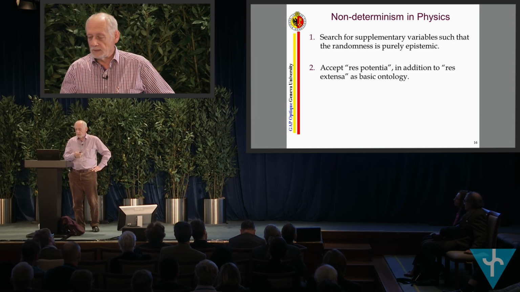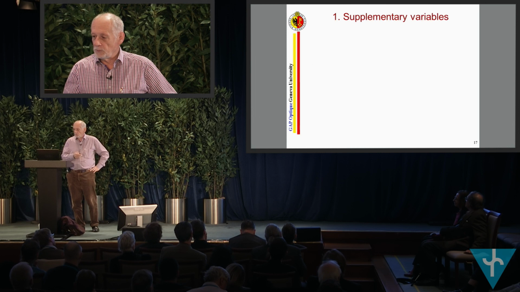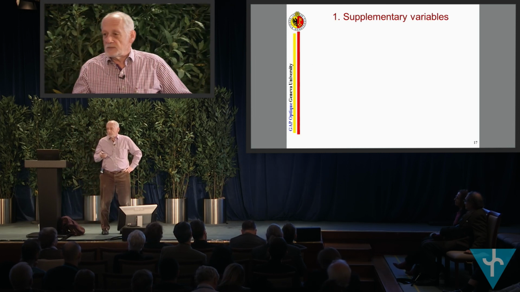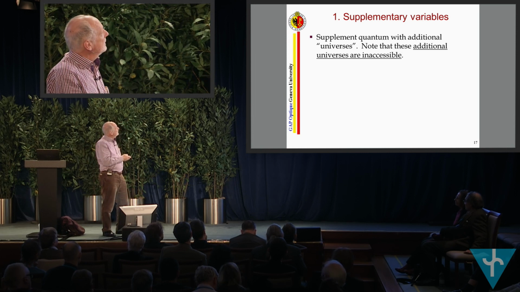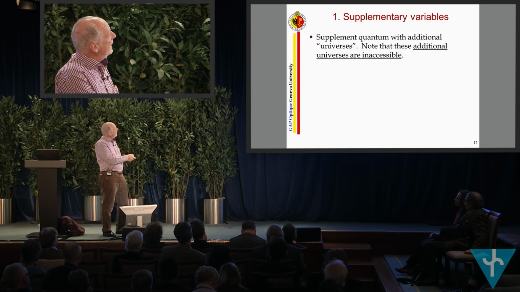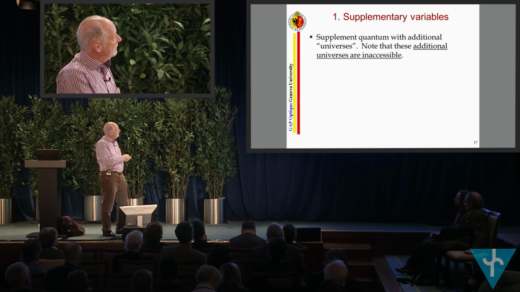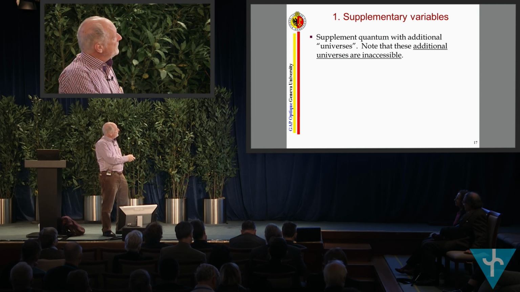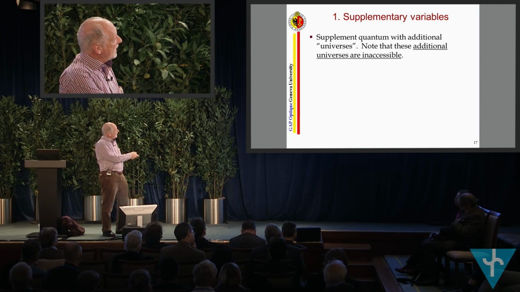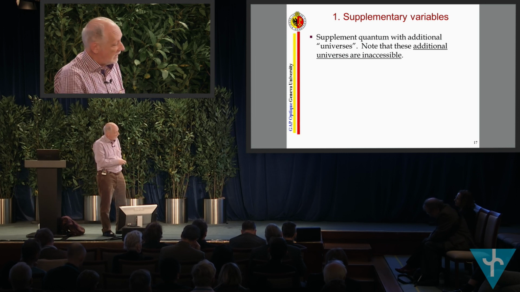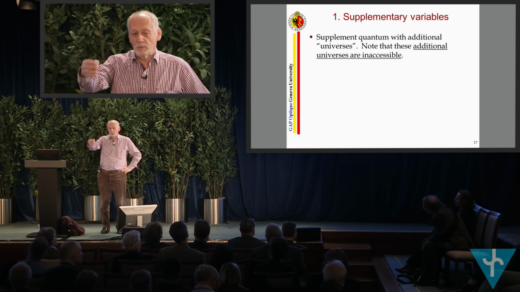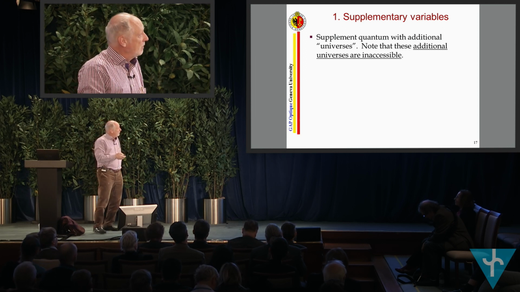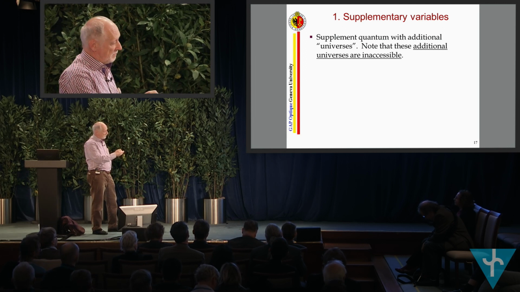So let's first look at the first alternative, to look for supplementary variables. And there are several possibilities there. One possibility is to add additional universes, the many worlds kind of stuff. And important is really to realize that these additional universes are intrinsically not accessible. You cannot gain information about what is happening there. But that is one possible path.